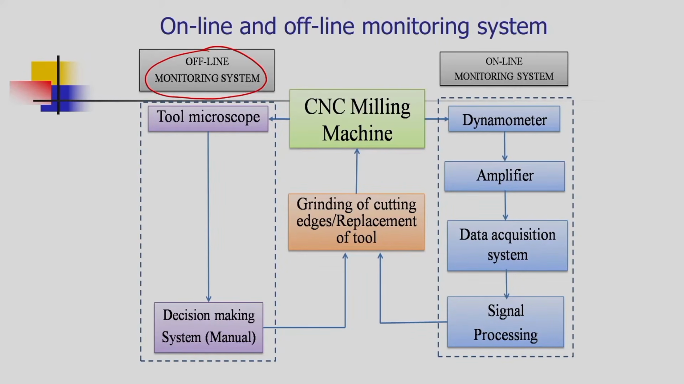In the offline monitoring system, the cutting tools are taken out from the spindle and then observed under the tool microscope. So, special purpose microscopes are available. These microscopes are used to measure various angles of the cutting tool. Based upon the angles of the cutting edge and the surface of the cutting tool, the operator will decide whether the tool is to be replaced or the cutting edges are to be resharpened. So, that is the manual mode of the tool monitoring system.